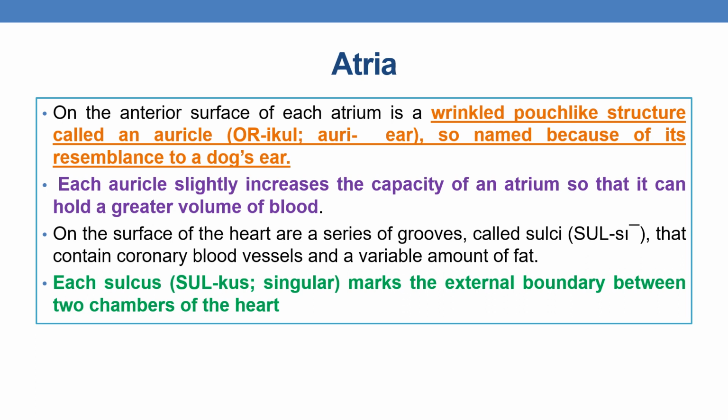On the surface of the heart are a series of grooves called sulcus that contain coronary blood vessels and a variable amount of fat. What are sulcus? They are a series of grooves. And what is the function of sulcus? Each sulcus marks the external boundary between 2 chambers of the heart. Any 2 chambers.